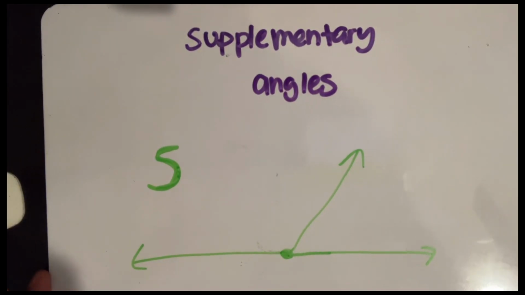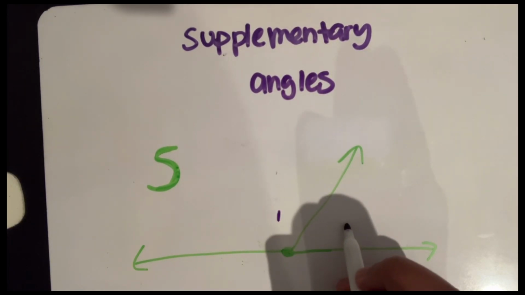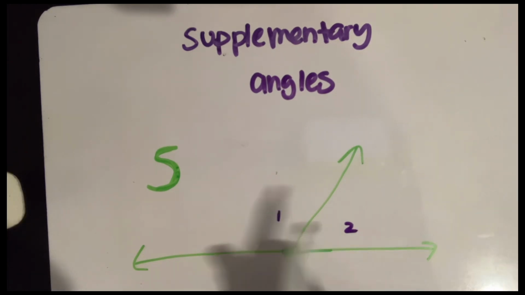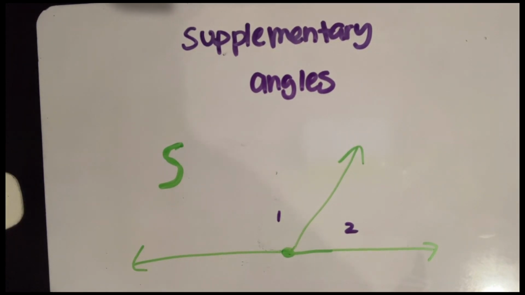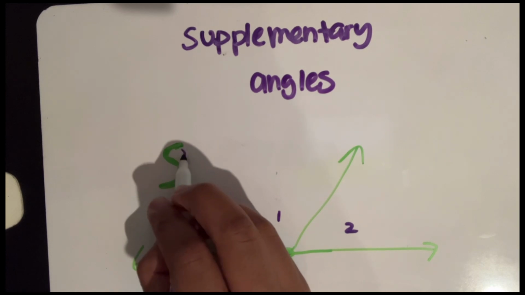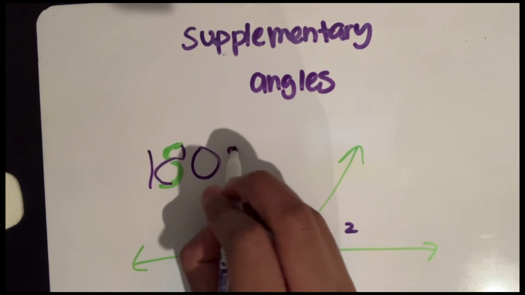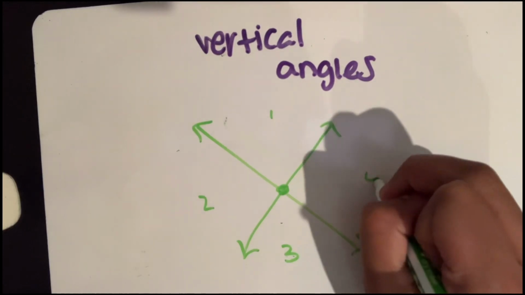Let's take a look at supplementary angles. Supplementary angles are two angles that add up to 180 degrees, or a straight angle. Here we have angle 1 and angle 2 adding up to one straight angle. We can use the same rule to remember and tell the difference of supplementary angles. Change the S into an 8, add the 1 and the 0, and you have 180 degrees.